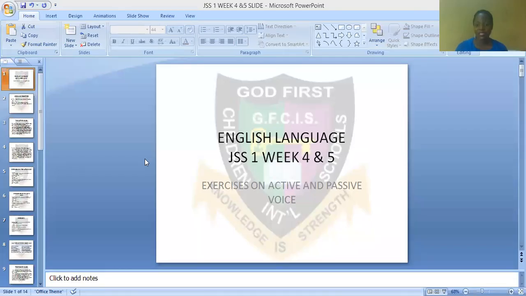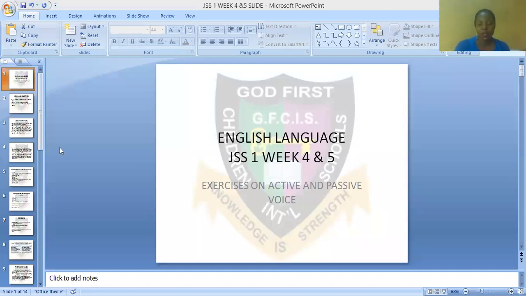In previous classes, we've been talking about active voice and passive voice. And I remember saying that the verb is in the active voice when the subject is the performer of the action, or the doer of an action. And the passive voice is when the subject is the receiver or the recipient of an action. But today we'll be looking at some exercises on the active voice.